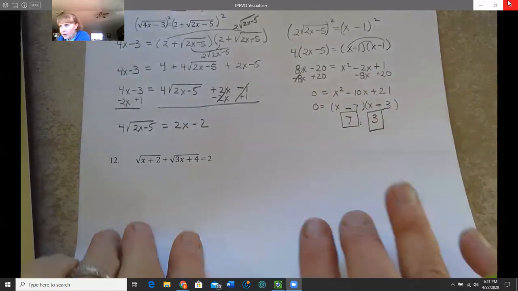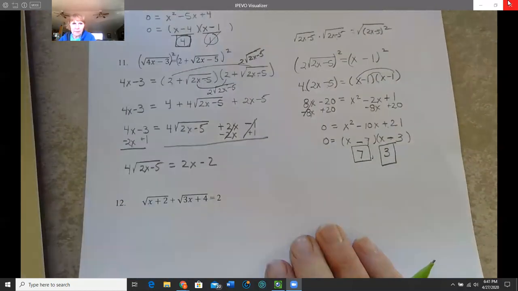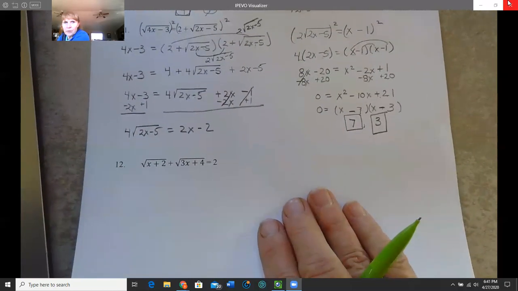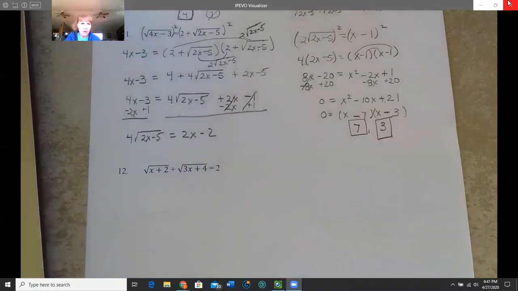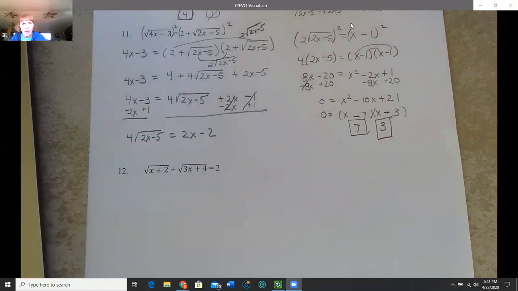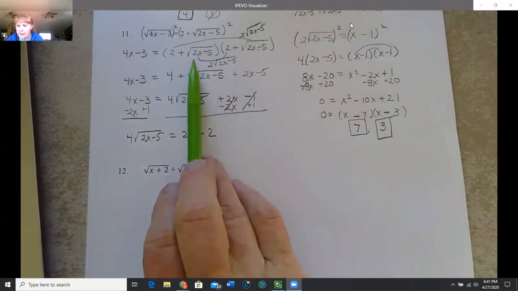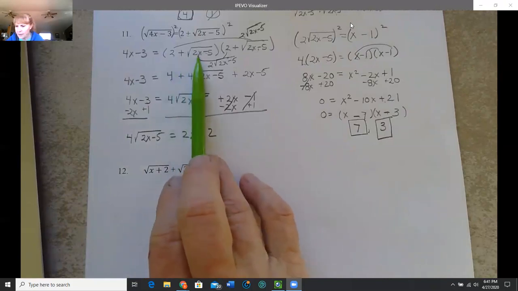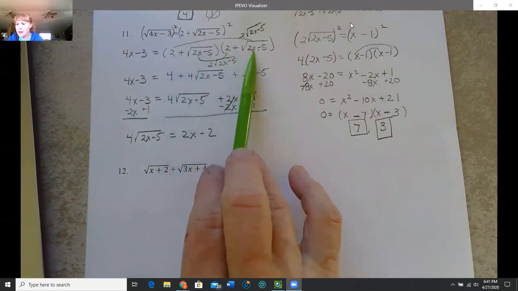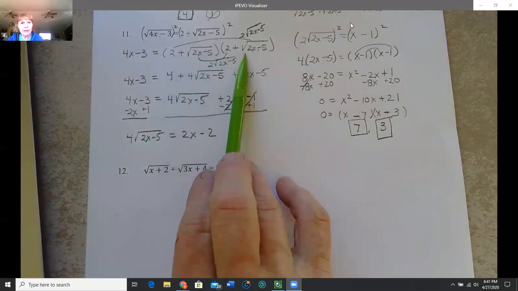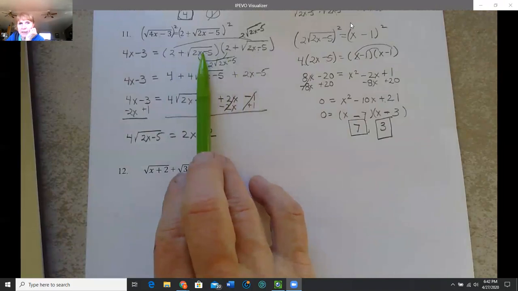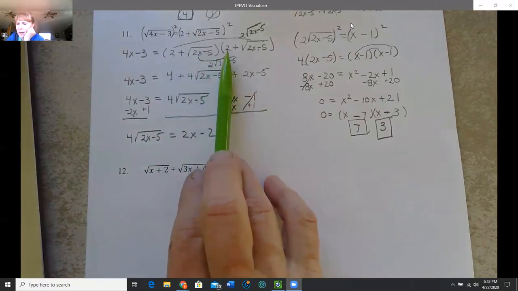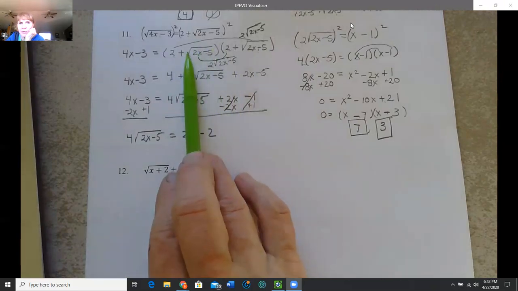I think the hard part here is this right here. It's taking 2 plus the square root of 2x minus 5 times 2 plus the square root of 2x minus 5. To me, that's the hard part, using the FOIL method. And just remember that when you take the 2 times this, you end up with 2, because you multiply what's out of the radical times what's in front.